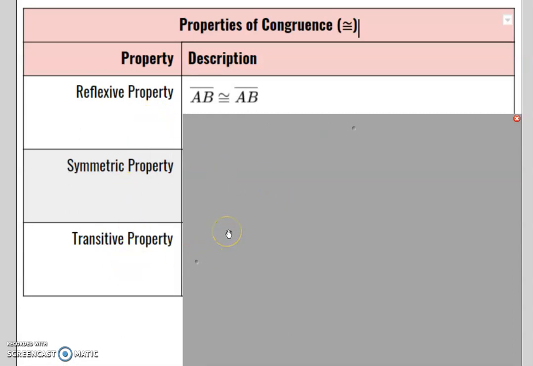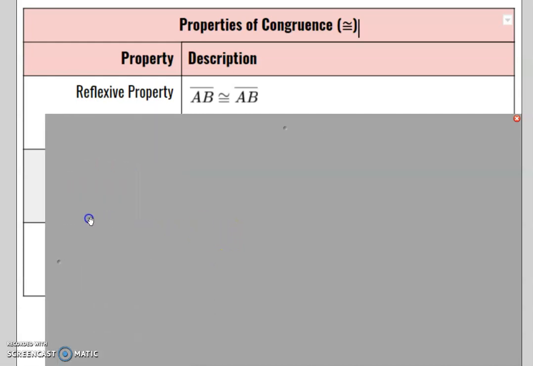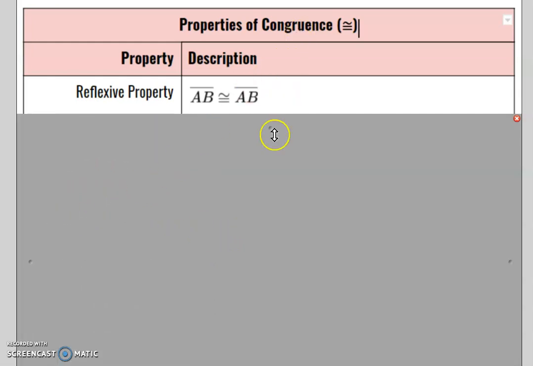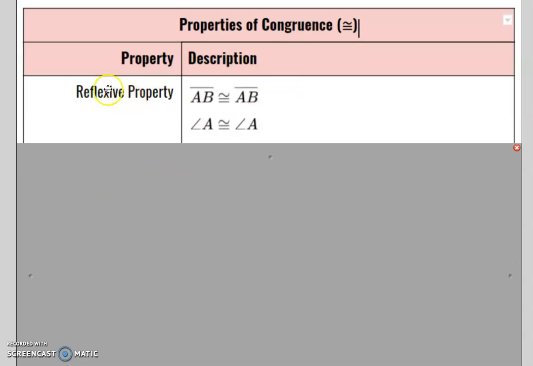We use those same properties for equality. Okay, now with congruence, the reflexive property, remember reflexive, it reflects back to itself. Segment AB is congruent to segment AB. Okay, same thing. Angle A is congruent to angle A.